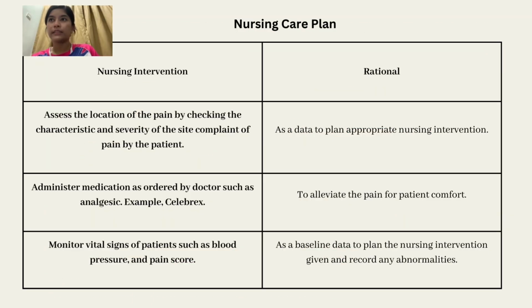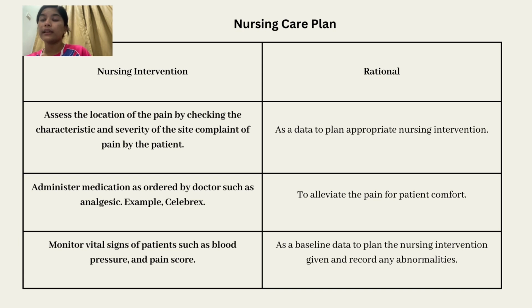For this diagnosis, the nursing interventions are: the first one, assess the location of the pain by checking the characteristic and severity of the site complained by the patient. The rationale for doing this is as data to plan appropriate nursing intervention. Then secondly, we administer medication as ordered by the doctor, such as analgesic, for example Celebrex. This is to alleviate patient's pain and promote comfort.